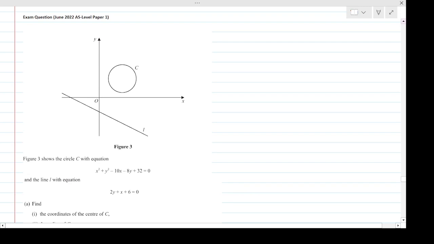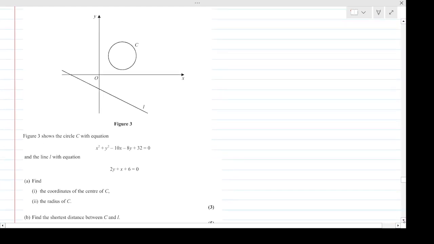Okay, so let's move on to some exam questions. So we are given this graph here, figure 3. It shows a circle with that equation and the line with this equation there. So we've got these two equations. We need to first find, for part A, the coordinates of the centre of C and the radius. So that's a bog standard sort of question, right? You've got the equation of a circle. You need to find its centre and its radius. Okay.